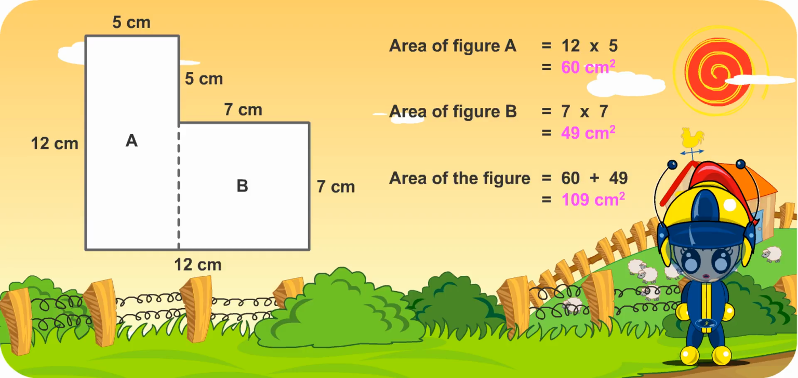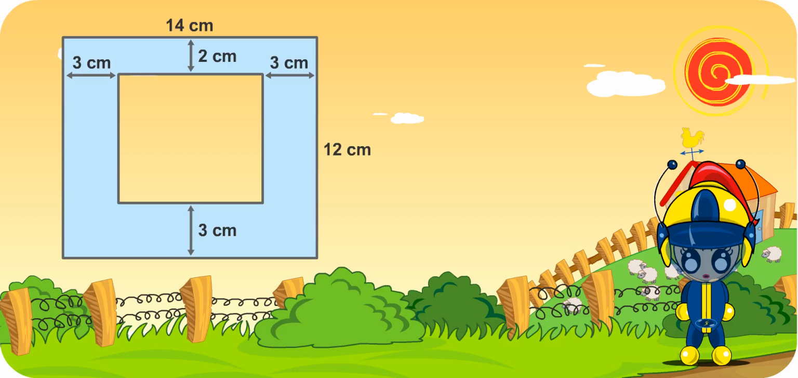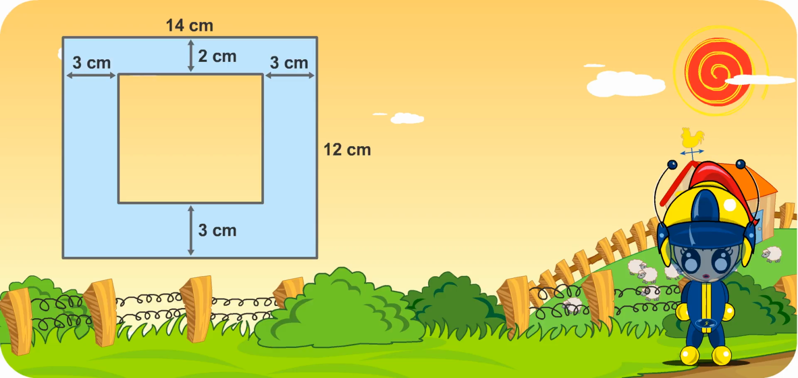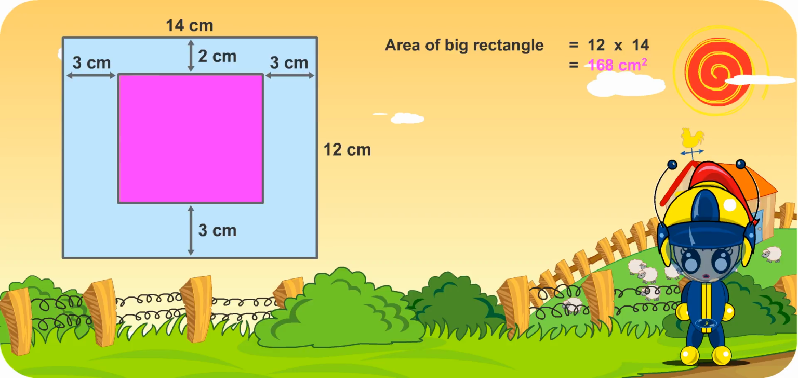Okay. Can you find the shaded area of this figure? It looks like two rectangles, but I'm not sure how to find the shaded area. Well, if you find first the area of the bigger rectangle, and then find the area of the smaller one inside it, all you have to do then is to take the bigger area minus the smaller one. Oh, I can find the area of the big rectangle. It is 12 times 14, which is 168 square centimeters. But I am not sure about the smaller one. I do not have its length nor its breadth.